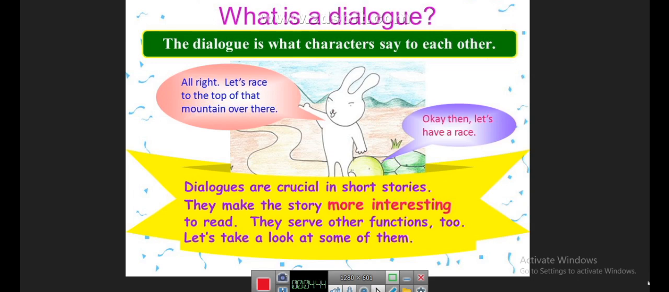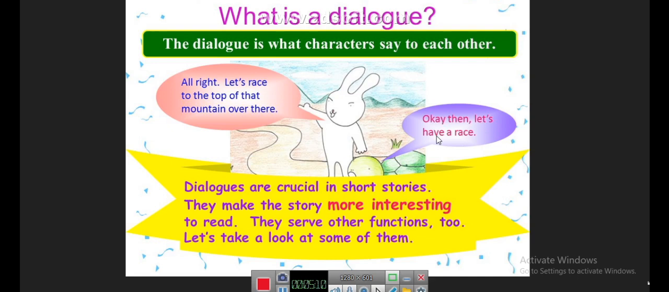Now, what do we mean by a dialogue? A dialogue is like a group of sentences that show you what the characters say to each other. For example, here the rabbit is saying, all right, let's race to the top of that mountain over there. Then the turtle says, okay, then let's have a race. This is a dialogue. The characters are speaking together.